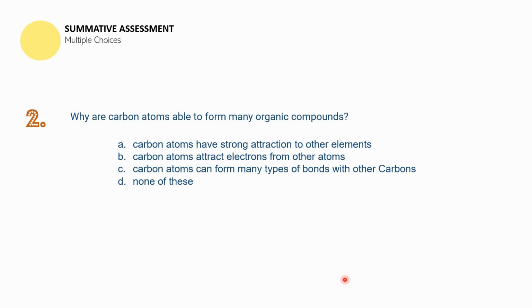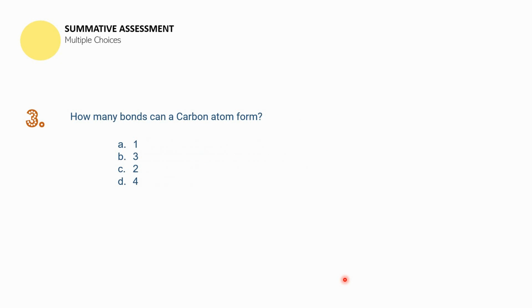If you have decided to continue, let us proceed with question number 3. How many bonds can a carbon atom form? A, 1, B, 3, C, 2, and D, 4. Pause this video if you need more time. If you have decided to continue, let us proceed with question number 4.